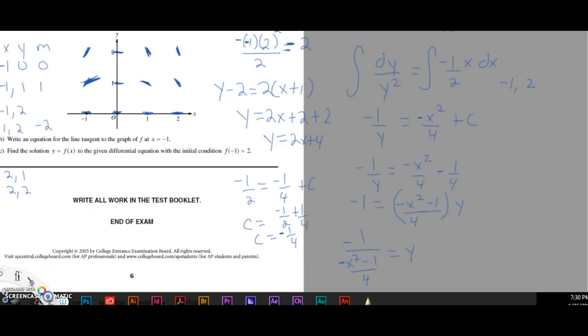So now you have a fraction over a fraction, so you're going to get y equals 4 over x squared plus 1, and the negatives are going to cancel. This negative and that negative cancel. And this, you're basically dividing everything by negative 1. Okay, I hope this video helps.